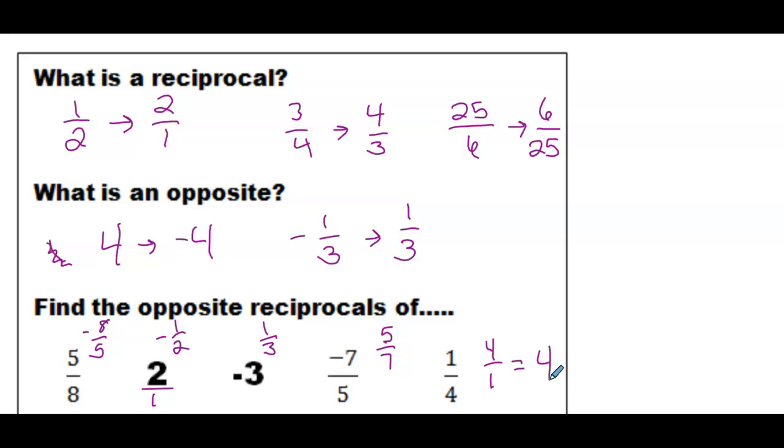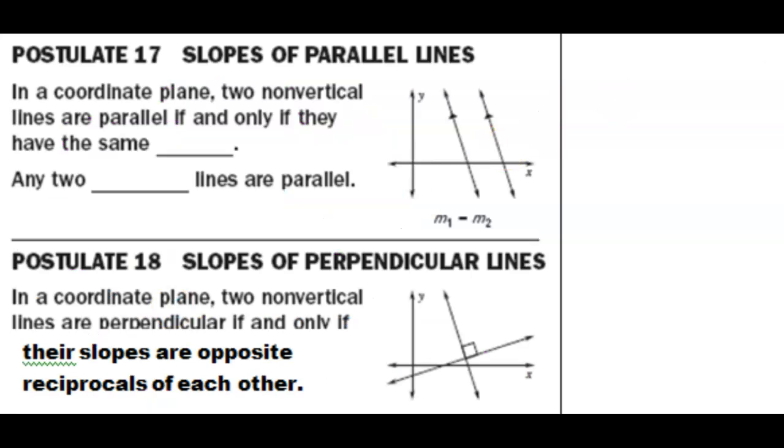That's just a little review to help us with the definitions we're about to use. We have slope of parallel lines and perpendicular lines. In a coordinate plane, 2 non-vertical lines are parallel if and only if they have the same slope. You notice I said 2 non-vertical. Why do we stress that? What's the slope of a vertical line? Well, remember, a straight vertical line has a slope that's undefined.